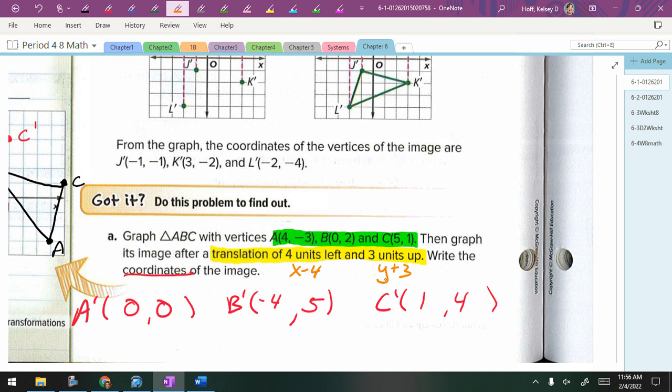Prime is just a notation, just telling you that this is not the original point. This is after we've moved it somehow. Here's the new location. You think of prime numbers? Not necessarily a connection. No, it's just a notation piece. Good questions.